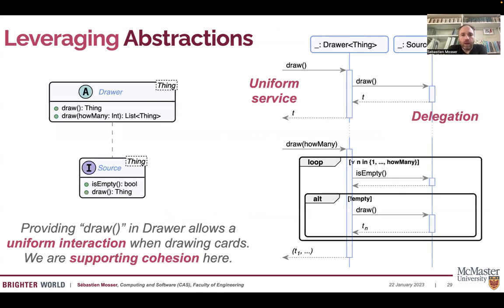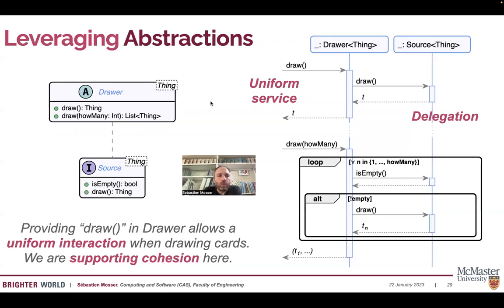If you look at those abstractions, how it can help, it's basically... So when you leverage the abstraction, you can represent things using a class diagram and a sequence diagram. I'm drawing a thing out of a source. So I'm offering draw and draw how many. Each time draw is called on a drawer, we're basically delegating to the source, getting the result and returning the result.